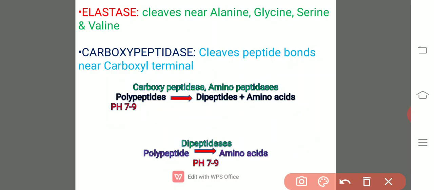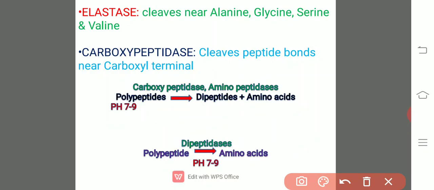Now, let us assume you have eaten an egg. An egg contains certain proteins, albumins and globulins. These proteins are made for the needs and necessities of the chick embryo, not for us. We have taken the egg, or chicken, mutton, fish, soya beans, peas, milk, whatever it may be, all the protein rich food.